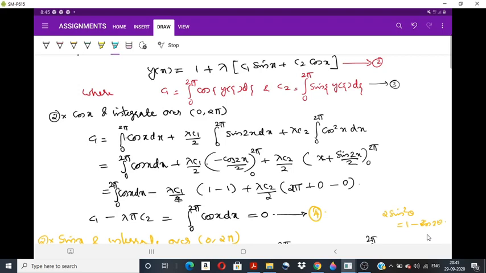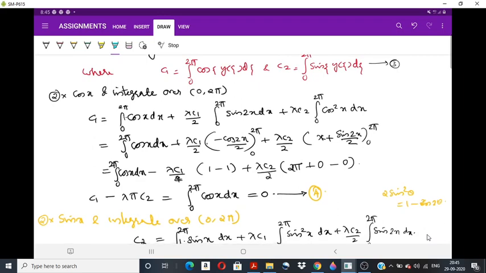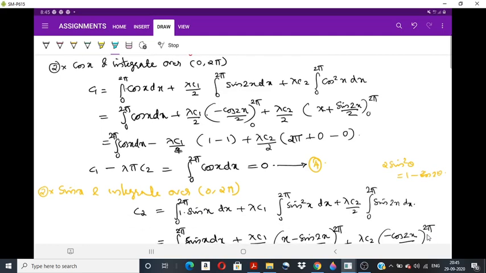Then here f of x is 1. When f of x equal to 1, we have f of x into cos x, so it becomes integral 0 to 2 pi cos x dx. Or we can rewrite equation 4 as c1 minus lambda pi c2 is equal to integral 0 to 2 pi cos x dx. And when we integrate that, we will get 0, because the integral of cos is sin x within the limit 0 to 2 pi, which is 0.